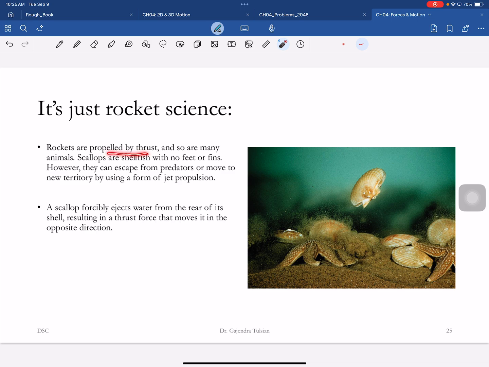Rockets are propelled by thrust, and so are many animals. Scallops, with no feet or fins, can escape predators or move to new territory by using a form of jet propulsion. A scallop forcibly ejects water from its rear, resulting in a thrust force that moves in the opposite direction.